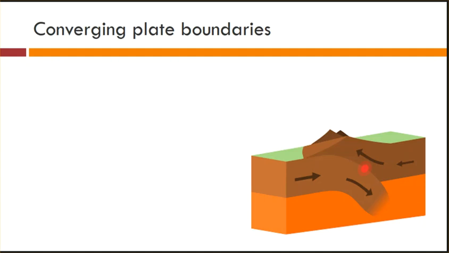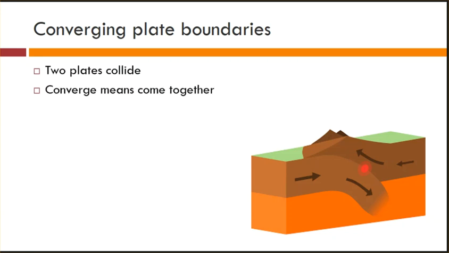So let's look at them one at a time for a few extra notes. So converging. Here's a nice colourful picture for you. Alright? So you can see subduction happening. The crust is going under the other crust, or the plate is going under the other plate. So it happens when 2 plates collide. Converge means come together, like the Beatles song.